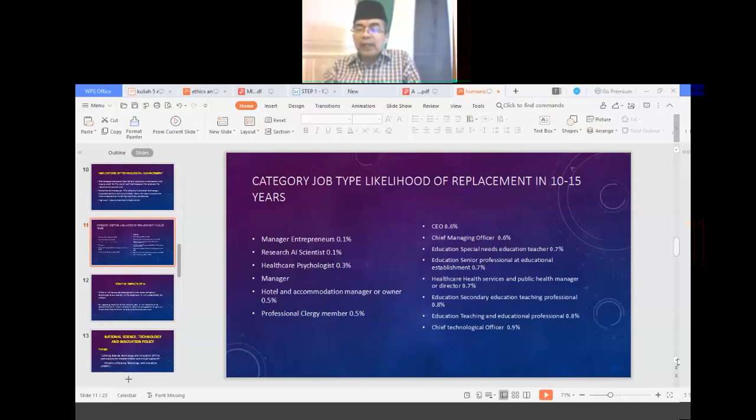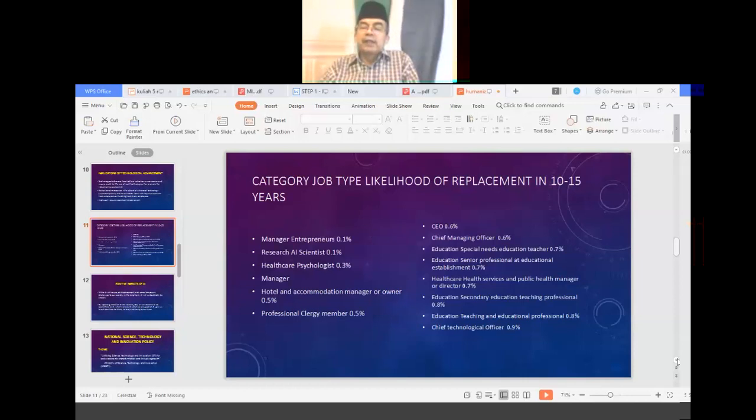As I put here, there is a long list of category job type, likelihood of replacement in 10 to 15 years. Among the lowest, I mean, those who are very vulnerable because of new technology, they call it, for example, driver, for example, cleaners, and then low labor wages, those are the people who will be affected, and then they need to understand, they have to know, they have to think how about their position in 10 to 15 years time.